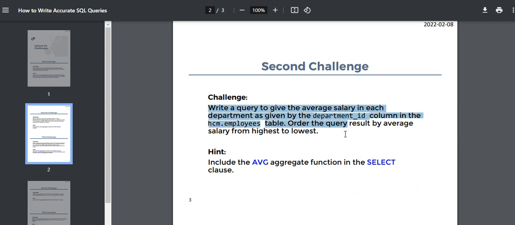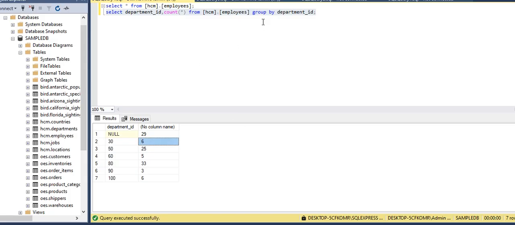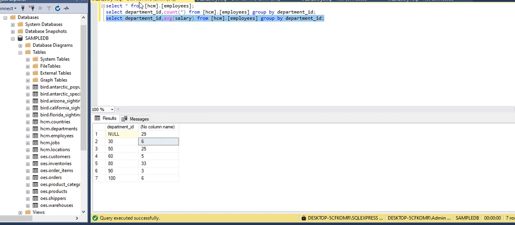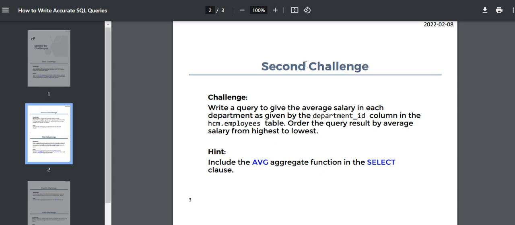Write a query to give the average salary in each department as given by department ID, in the salary column, and order the query result by average salary. Same query, but here instead of count it is asking about average salary, group by department ID. It is also asking to order the query result by average salary.